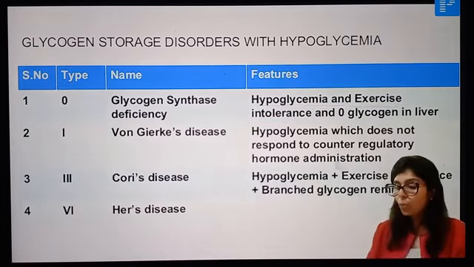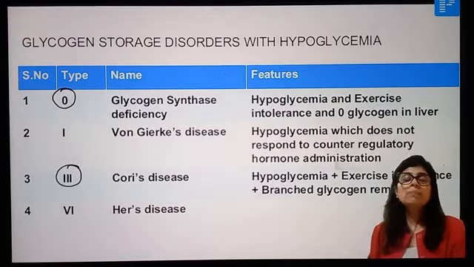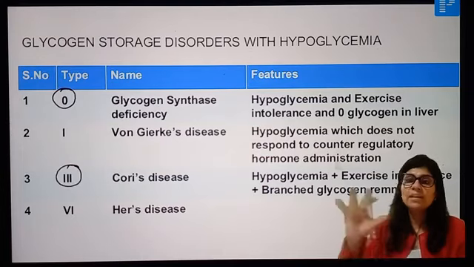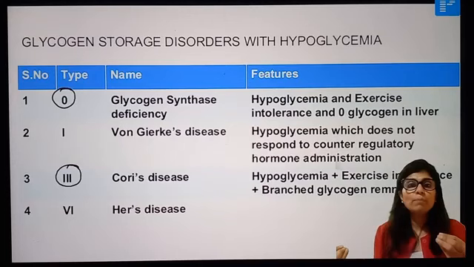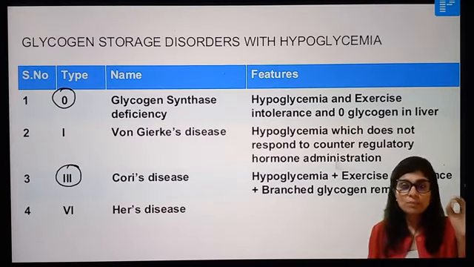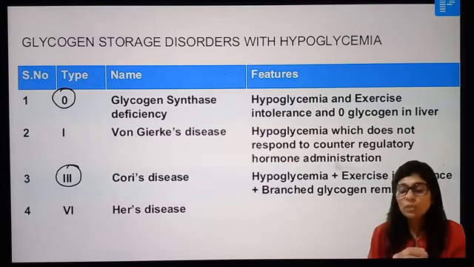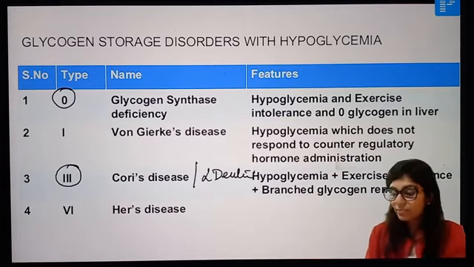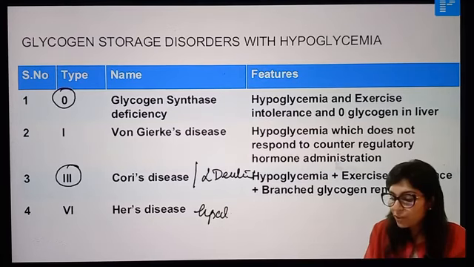So tell me, how will you differentiate type 0 and type 3? Clinically, both type 0 and type 3 present with both fasting hypoglycemia and exercise intolerance. You can differentiate the two by liver biopsy. If liver biopsy reveals 0 glycogen, it is type 0. If liver biopsy reveals limit dextrin, it is Cori's disease or limit dextrinosis. Okay. Hers disease. Hepatic phosphorylase defect.